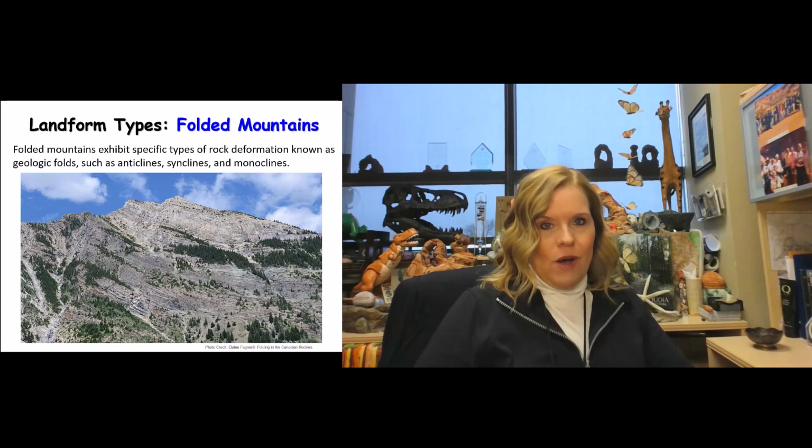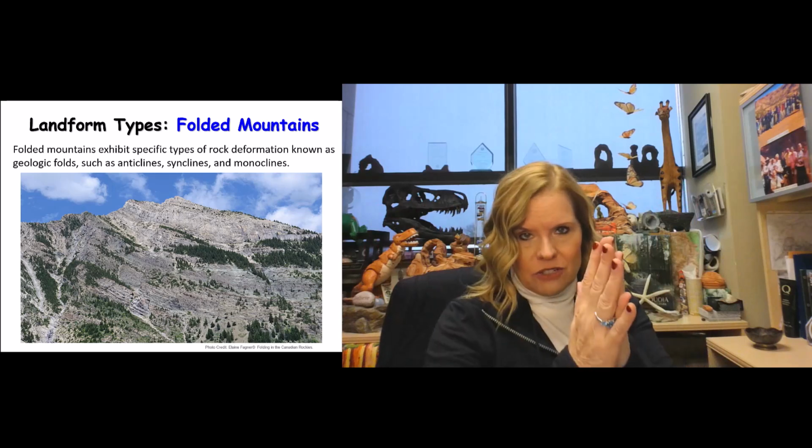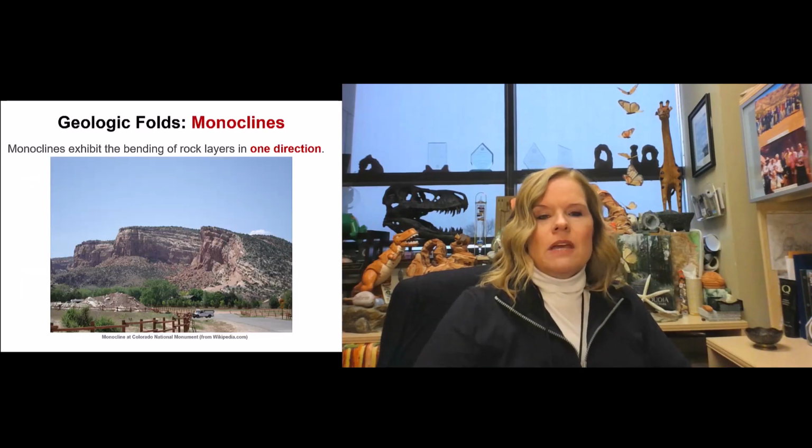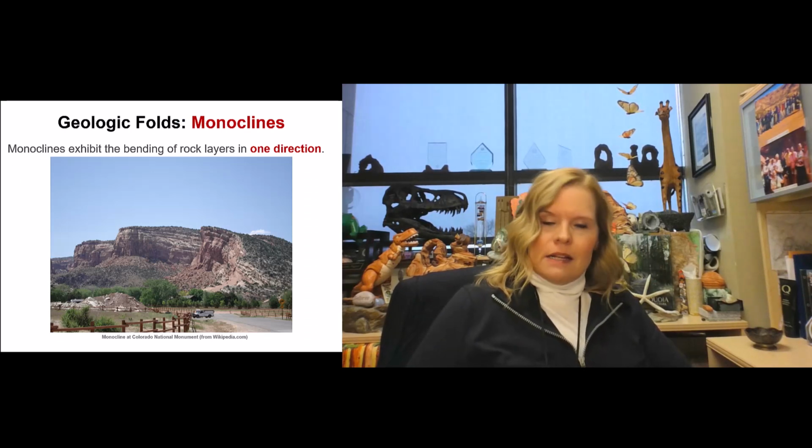Guaranteed question for assessments: all folded mountains are caused by compression. All of them. So things smash together, not by being pulled apart. That's not what creates the folding. So we're going to learn about the 3 types of folds. There's monoclines, synclines, and anticlines.